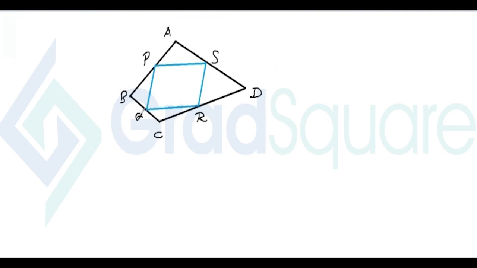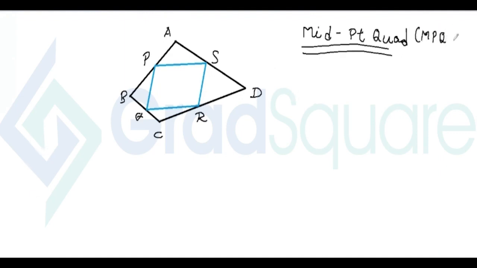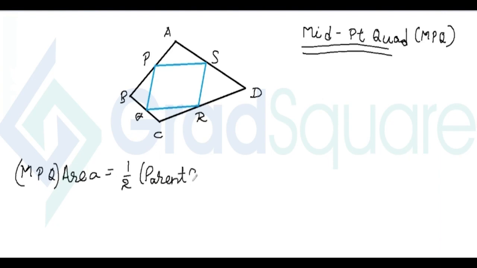Okay, so this is another property which definitely comes in handy in several geometry questions if you have an understanding of a few things about midpoint quadrilaterals. So midpoint quadrilaterals, let's understand this. Let me represent this by MPQ so that I don't have to write this again and again. First and foremost, you have to understand that an MPQ's area will always be half the parent quadrilateral's area.